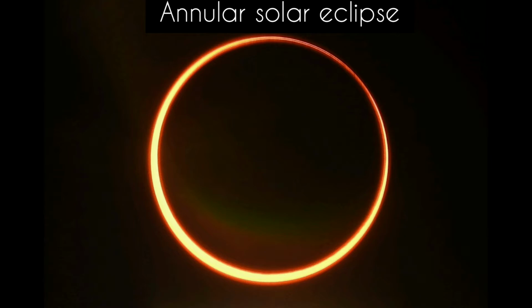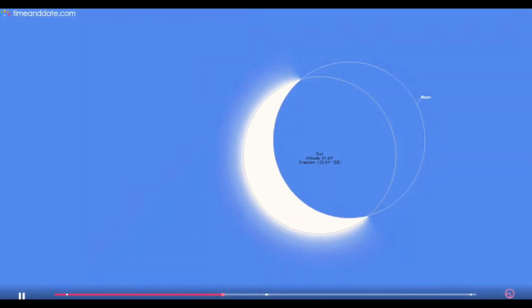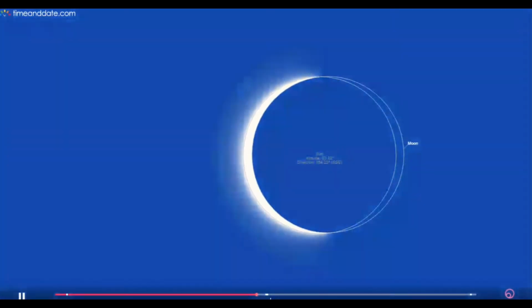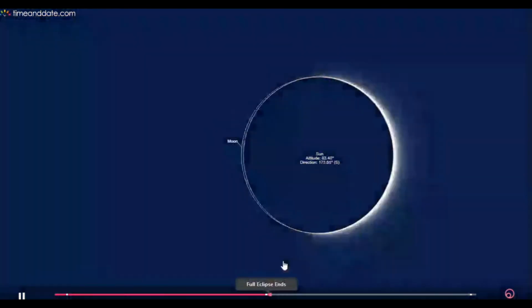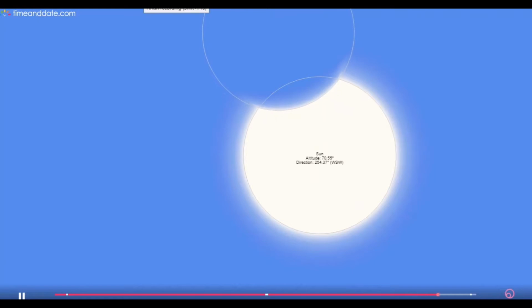So let's see how it looks near the maximum point. Here's a little animation from the Time and Date website. As you see, the partial eclipse has started and it's moving into the sun's elliptical path. And here it stops for a while for the full eclipse. And then it ends and moves out of the sun. Yes, so this is how it's going to look on the 21st, but for a very little time.